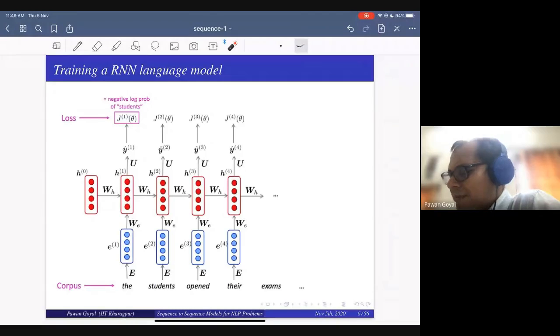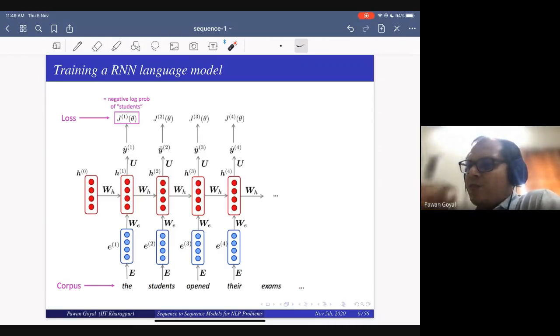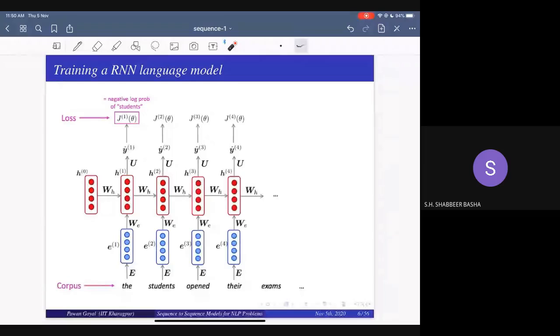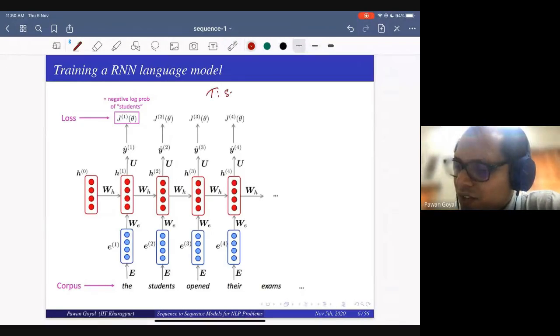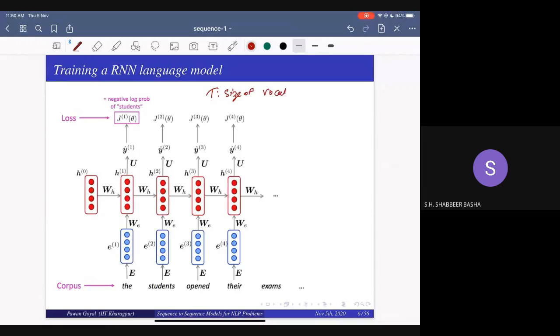So you say, okay, I have some information till now that I have compacted in some vector. Based on that, I have to generate a new word, one word at a time, and this word has to be from a known vocabulary. Here your vocabulary is of size T. So you have to find the probability of each of the T words and pick the one with the largest probability. So it's like a classification problem, where T is the size of the vocabulary.